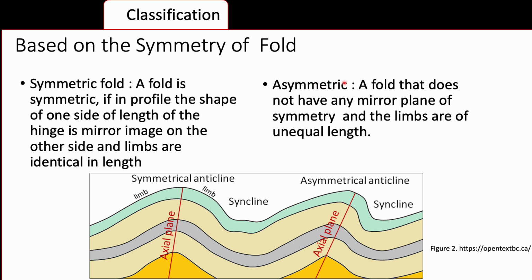An asymmetrical fold is a fold that does not have any mirror plane of symmetry, and the limbs are of unequal length, as shown in this figure. This is known as asymmetrical fold.